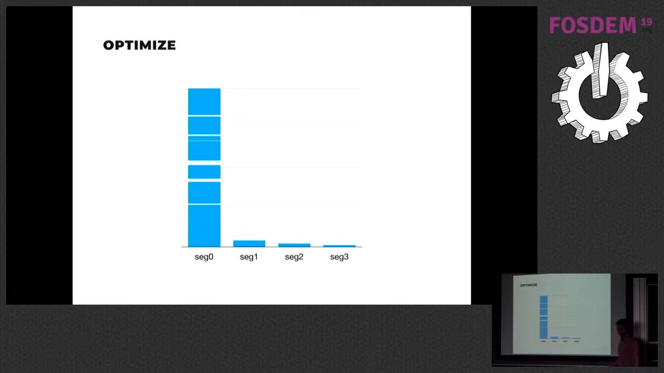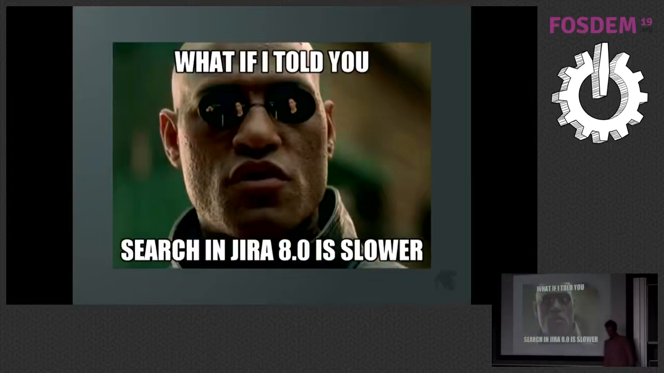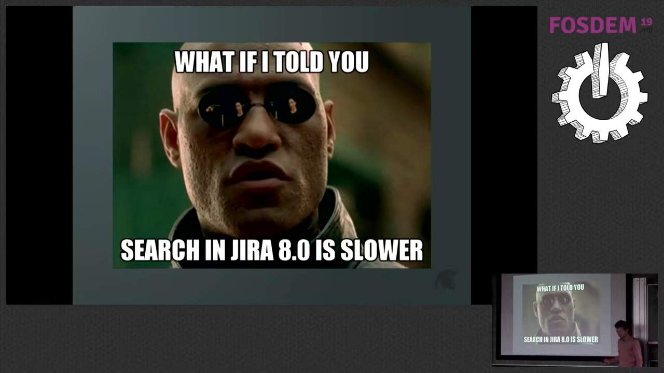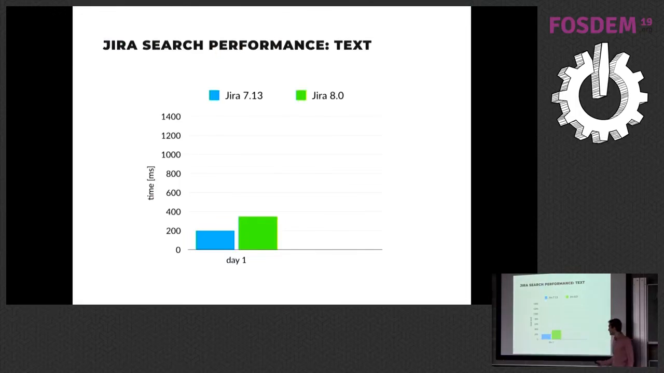And if we now compare, because now this optimize is gone, we can compare Jira 7 to Jira 8 performance-wise. If you look at this, actually, when we first measured, Jira 8 was slower than Jira 7. We took our 1 million issues. We ran the test of searching by text, very simple test, and it took only 200 milliseconds in Jira 7, but it took almost 400 milliseconds in Jira 8.